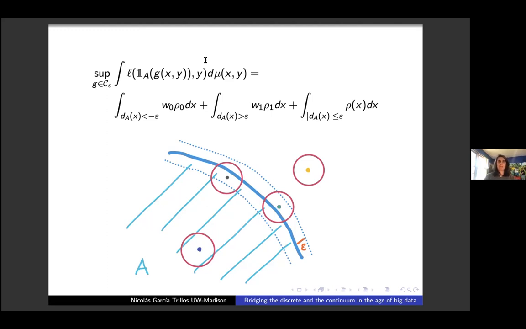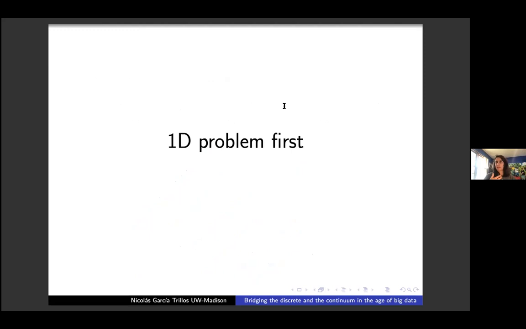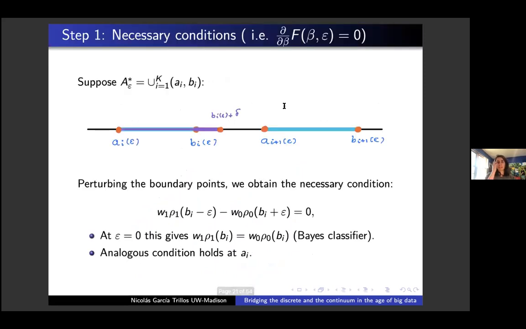So the bottom line is that we have some nice interpretation of what this supremum is. It looks like this, and now we can start deriving the equations. Let's start with the case of dimension 1, which is simpler to understand, and we will get some insights from that.